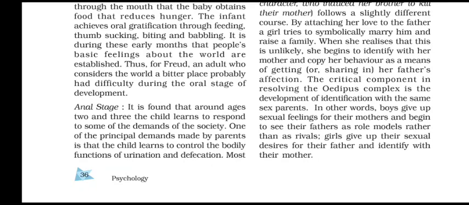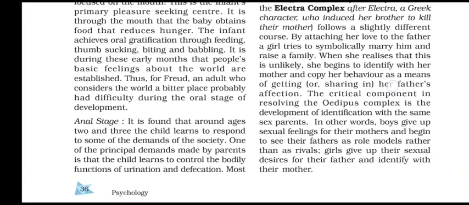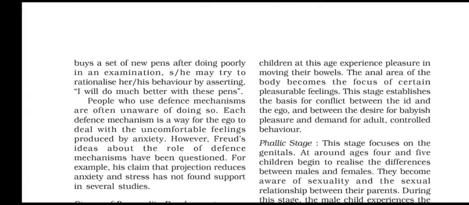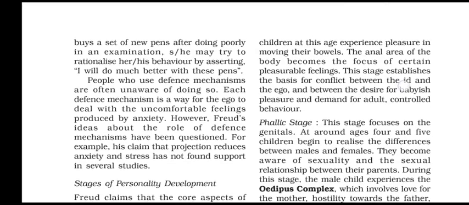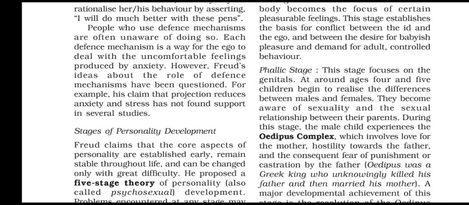Anal stage: around ages 2 to 3, children learn to respond to some of the demands of society. One of the principal demands made by parents is that the child learns to control the bodily functions of urination and defecation. Most children at this stage experience pleasure in moving their bowels. The anal area of the body becomes the focus of certain pleasurable feelings. This stage establishes the basis for conflict between the id and the ego, and between the desire for babyish pleasure and the demand for adult-controlled behavior.